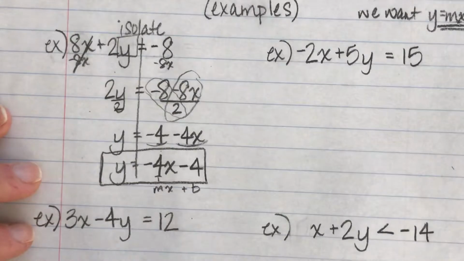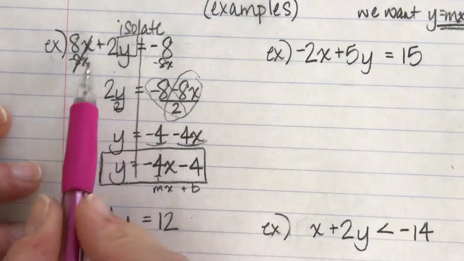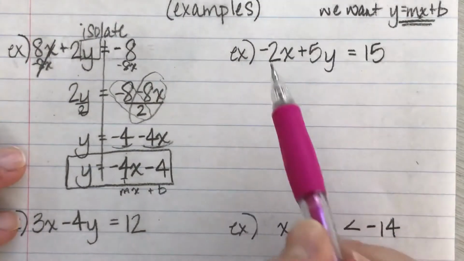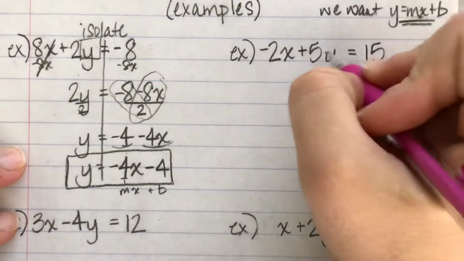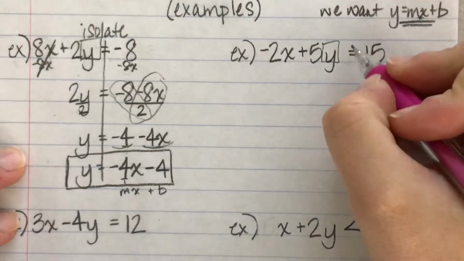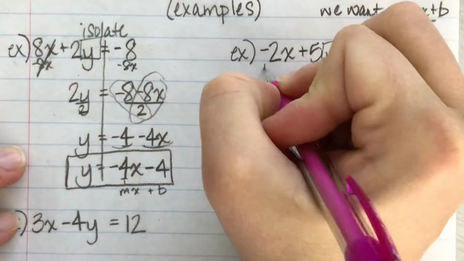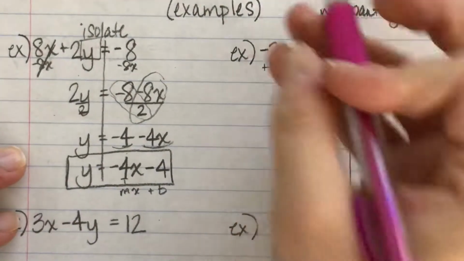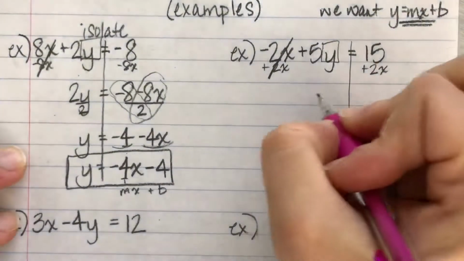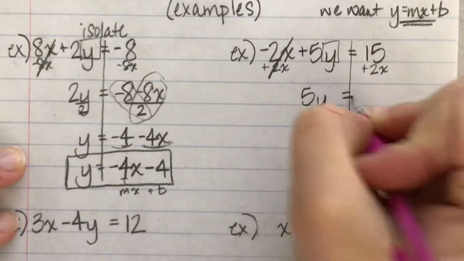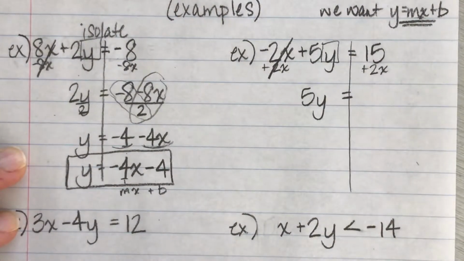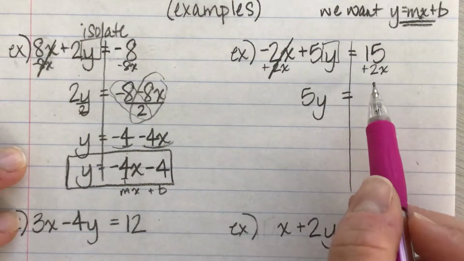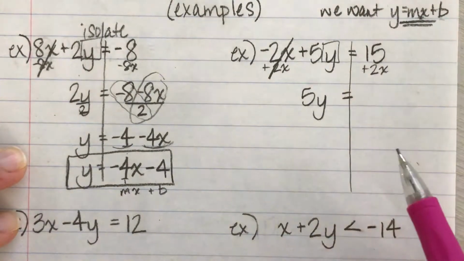Okay, so if it's not in y equals mx plus b, we're just going to rearrange it like we have earlier in the year. So here, it's not in slope-intercept form. I'm going to isolate that y, so the first thing I'm going to do is add 2x to both sides. To cancel out a negative 2x, I'm going to add 2x. I'm left with 5y equals, and now here's why I would highly recommend, instead of leaving it as 15 plus 2x, I'm going to put it already in this mx plus b format.